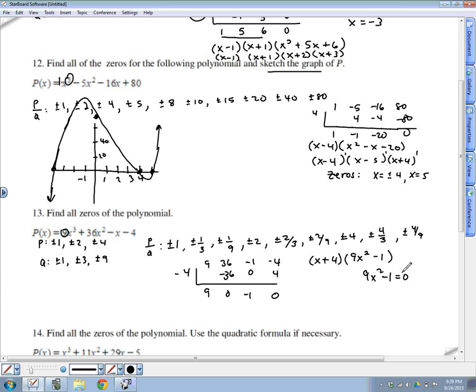If you add 1 over and divide by 9, you're going to get x squared equals 1/9. If you square root both sides, then the square root of 1/9 is plus or minus 1/3. When you take the square root of a fraction, you square root the numerator and you square root the denominator, and don't forget the plus or minus sign. So we have our three zeros: x equals plus or minus 1/3 and x equals -4.